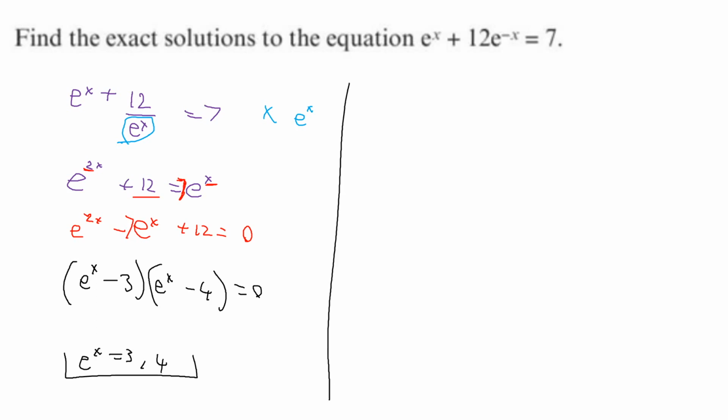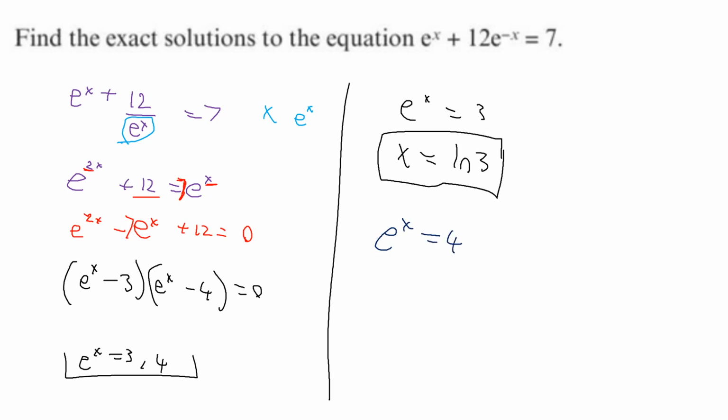Now, how are we going to find what x is? Well, e to the x is equal to 3. So therefore, x is equal to ln 3. That's your first solution. Your second solution is e to the x is equal to 4, and so x is equal to ln 4. It's exactly the same as what we've been doing with the previous examples to find the unknowns when they're in the power. Only this time it's with e.